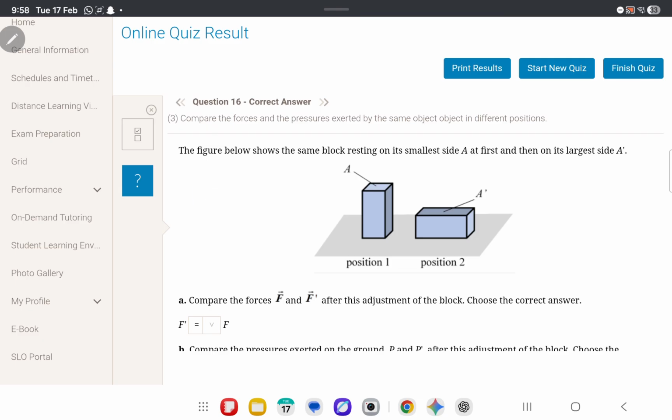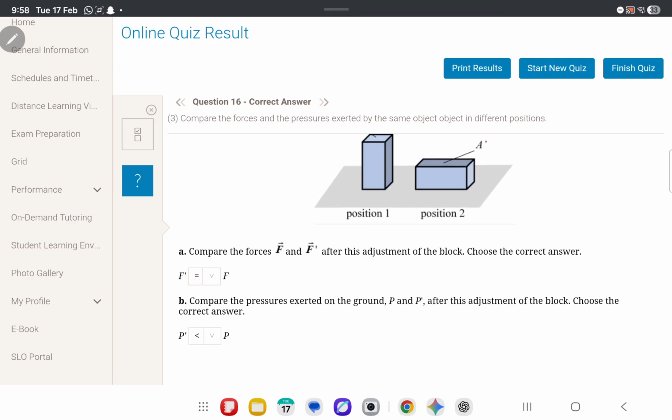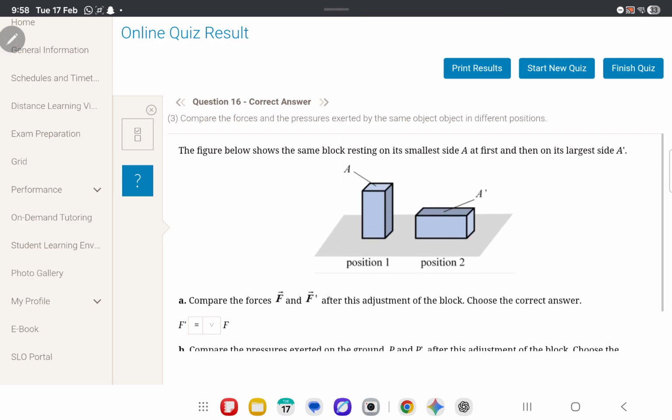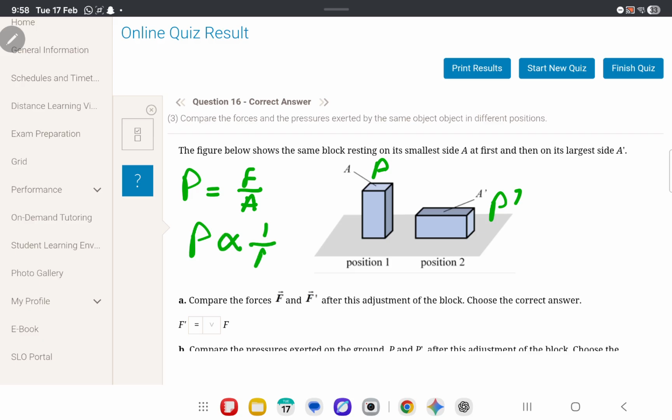Now, here it's telling me to compare the pressures. P is going to be greater than P prime. This is going to have pressure P prime, and this is going to have pressure P. Now, how do I know? Because the pressure is force over area, right? My force is constant, so my pressure is directly proportional to 1 over area, which means inversely proportional to area.